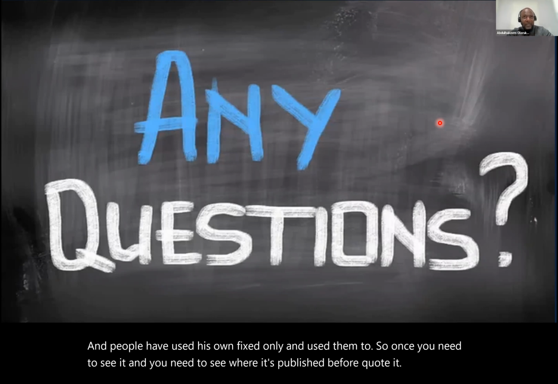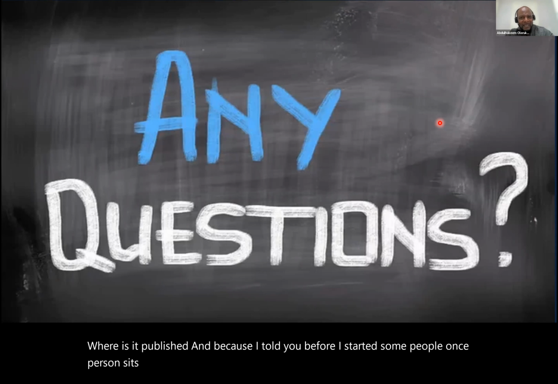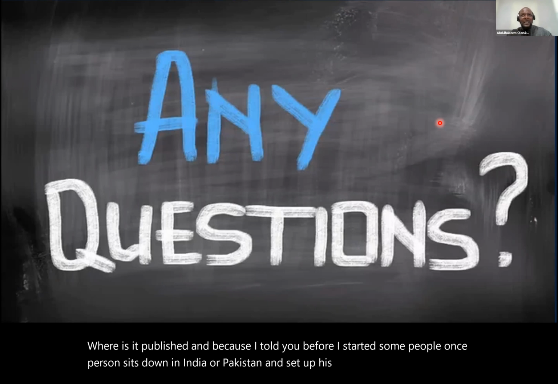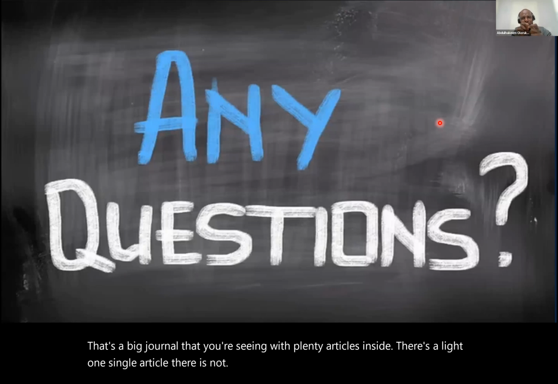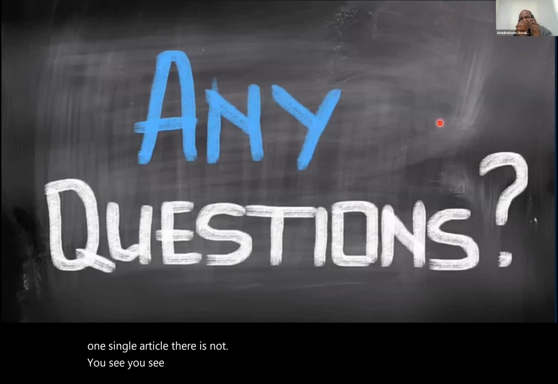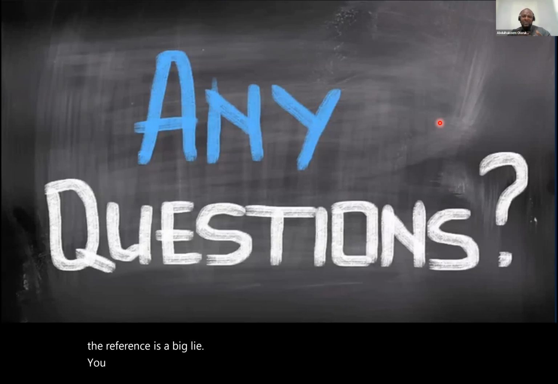Where is it published? Because, like I told you before I started, once a person sits down in India or Pakistan and sets up, his whole journal is his laptop. That's a big journal that you are seeing with plenty of articles inside. And it's a lie. Not one single article there is true. You see the reference in Vancouver style, everything that you need in a reference. It is a big lie. You know. So please, that's one.